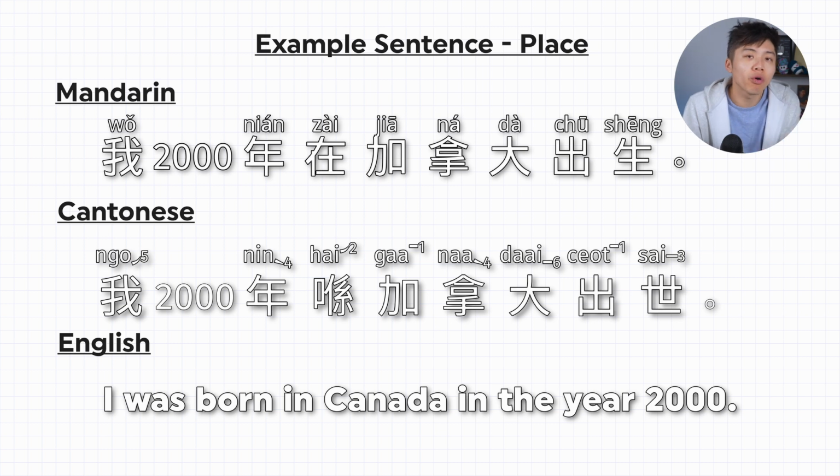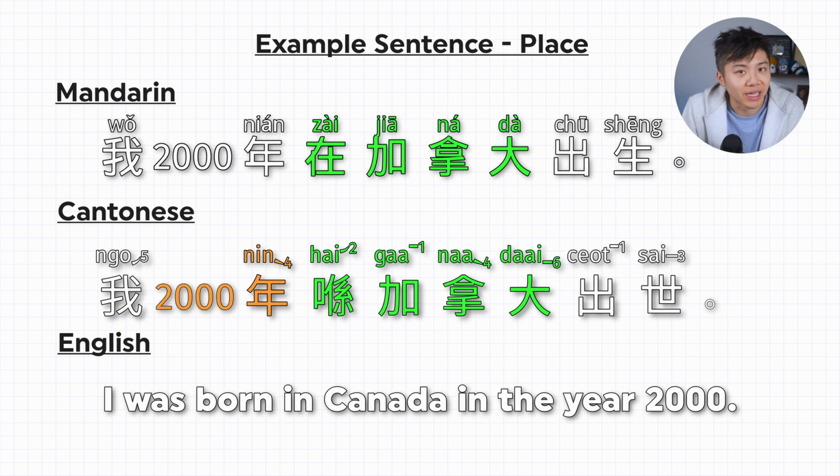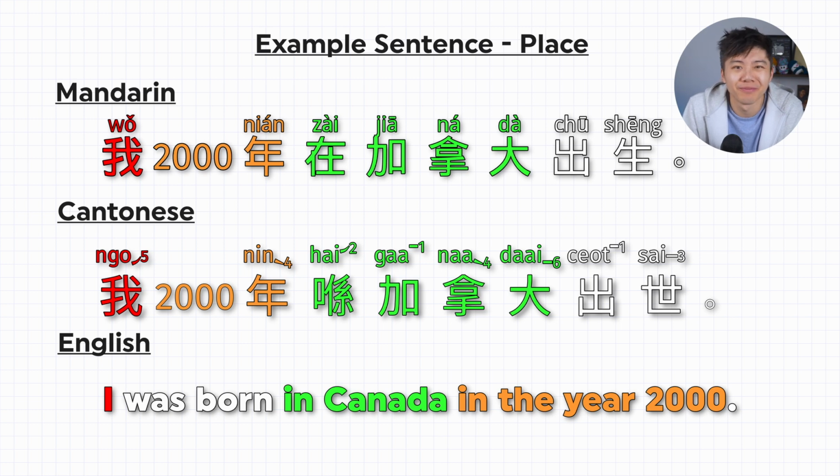And so we see before it comes the place, right? 在加拿大 or 喺加拿大. And then we see before the place comes the time. 2000年, year 2000. And then before that, the subject, I. So different from English. In English, it would be, I was born in Canada in the year 2000, right? In English, you have subject, verb, the place, and then we have time. See? A little different. Backwards.